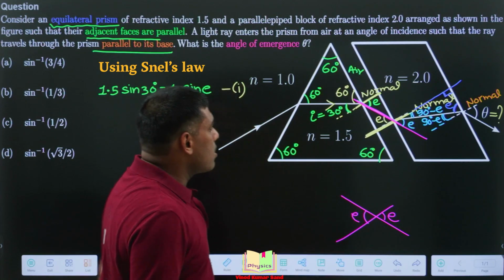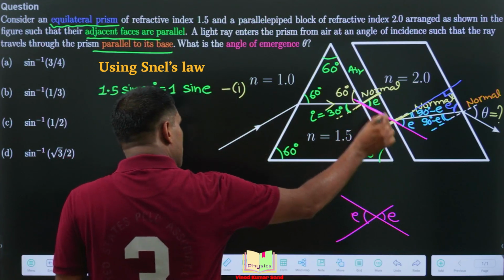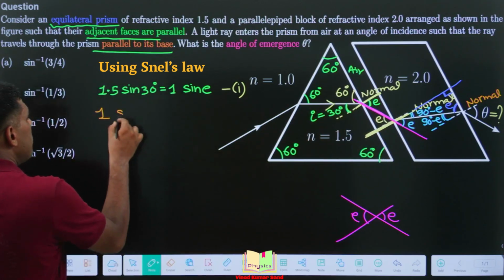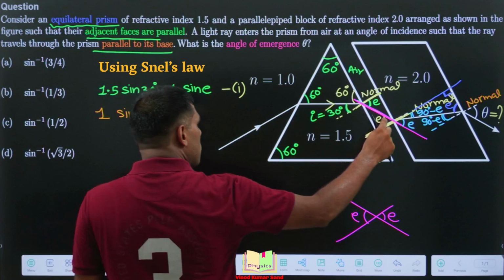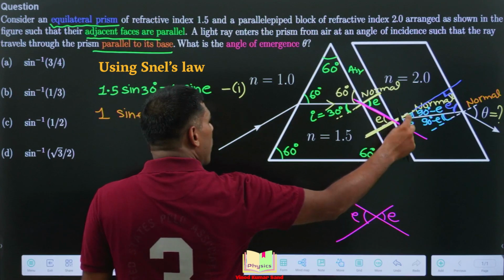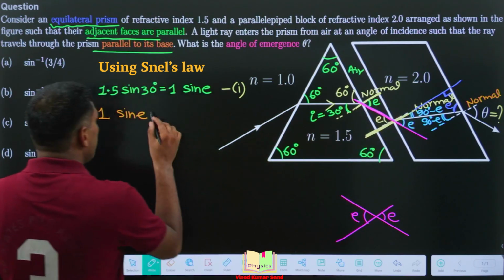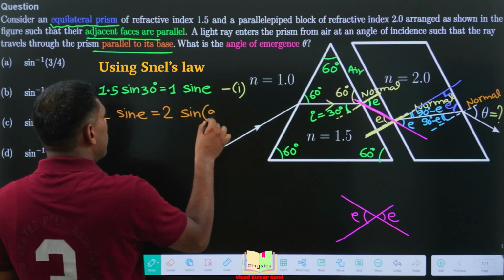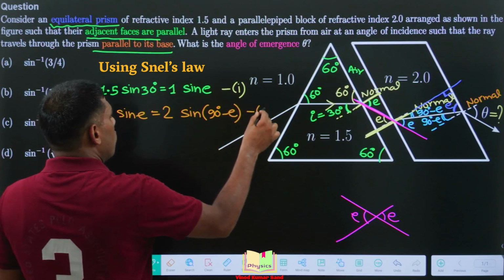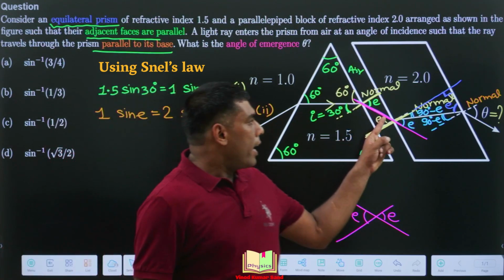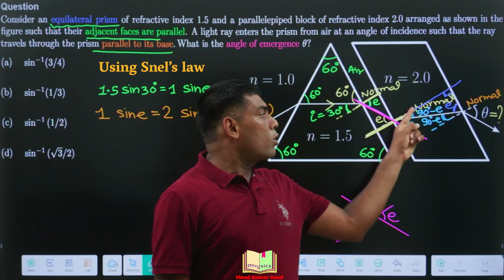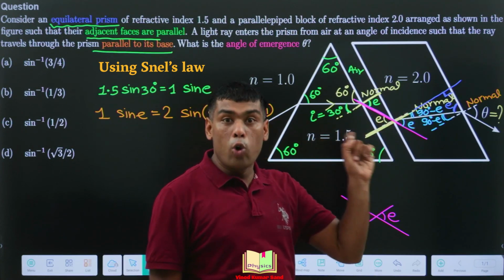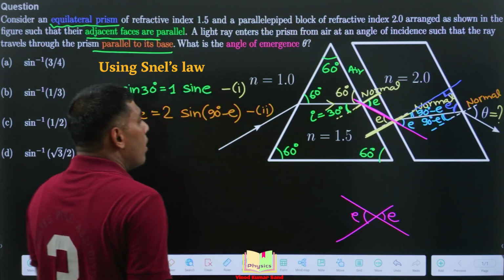Now we'll be using Snell's law at this surface. If we use Snell's law at this surface, we should write n1 sine I is equal to n2 sine R: 1 sine E is equal to 2 sine of 90 degree minus E. Do you agree with this? We always consider the angle with the normal. Keep that in mind.